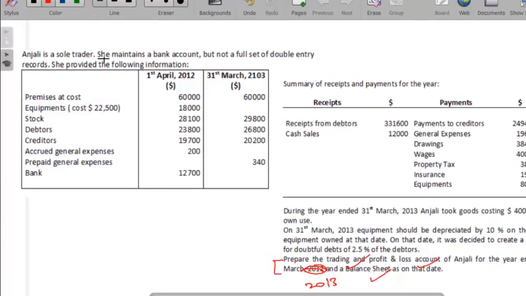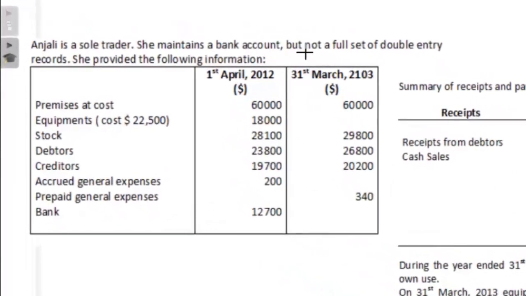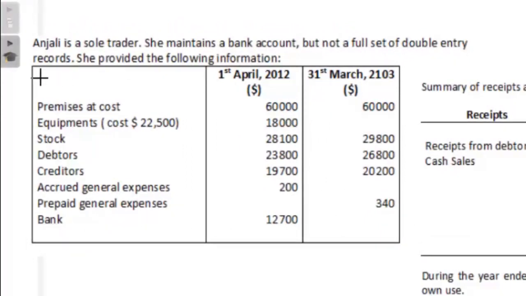Anjali is a sole trader. She maintains a bank account but not a full set of double entry records. It means she maintains her records by applying single entry system. So therefore her records are incomplete, and with the help of incomplete records now we have to prepare final accounts.